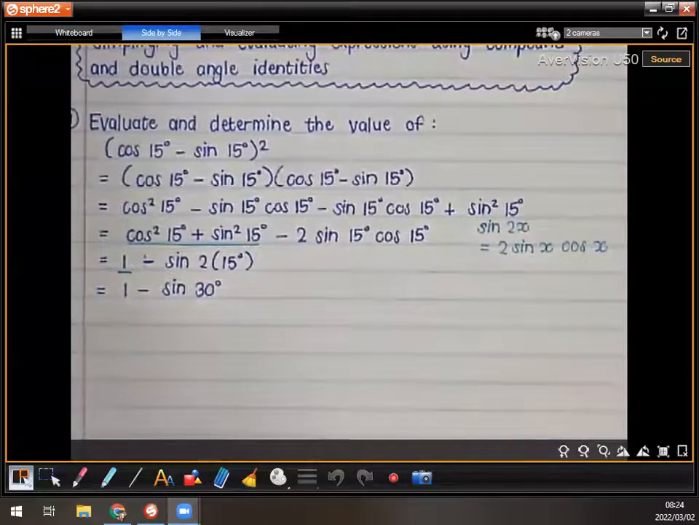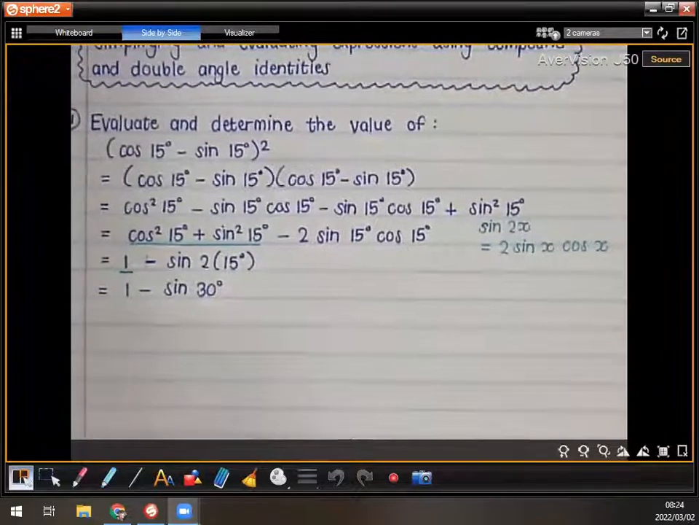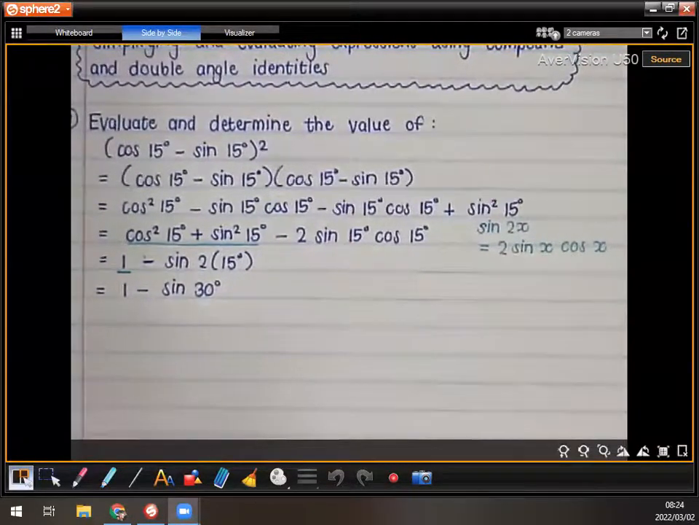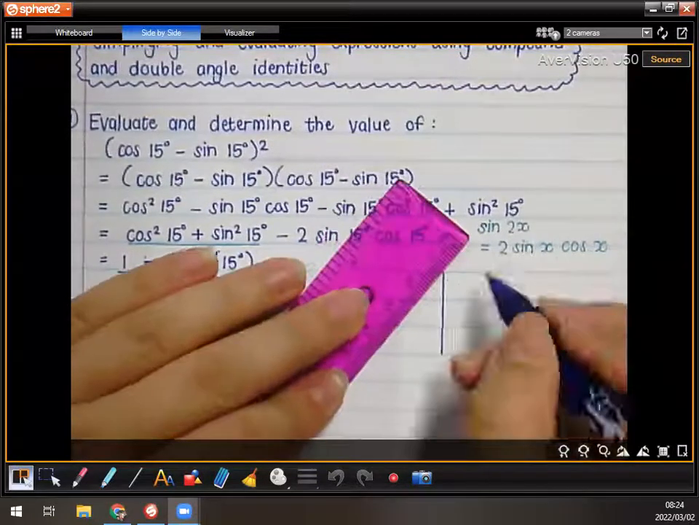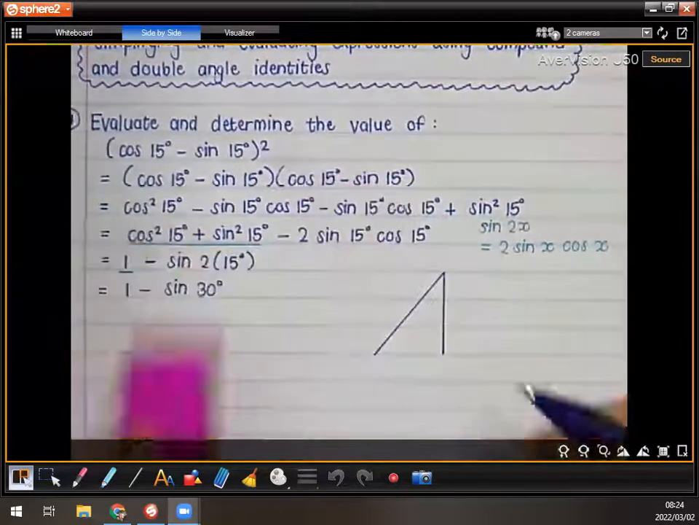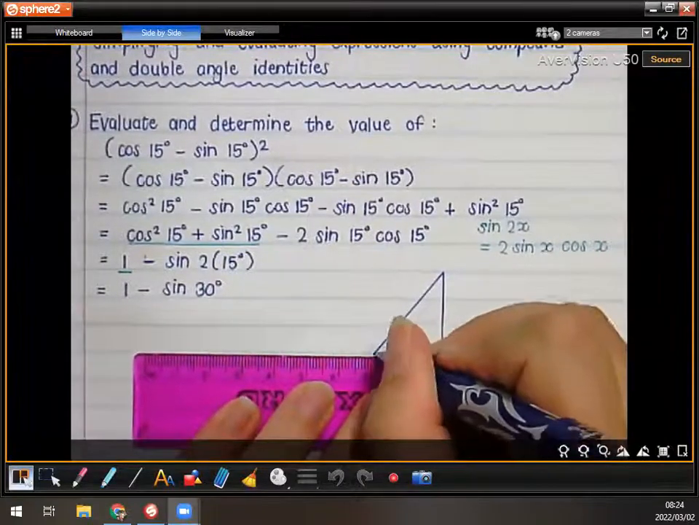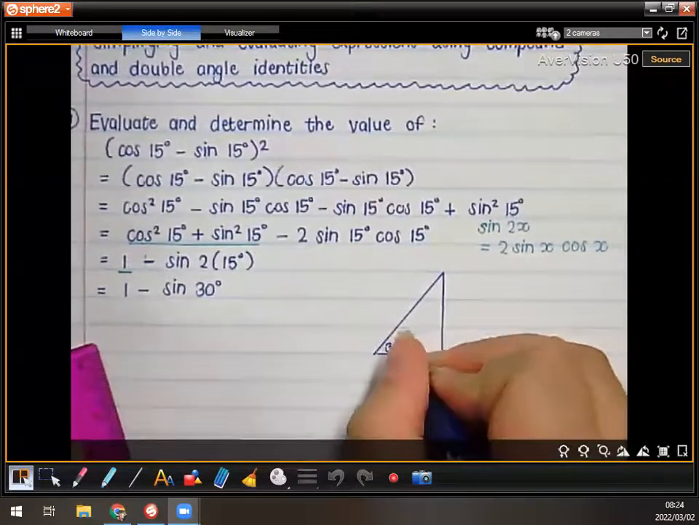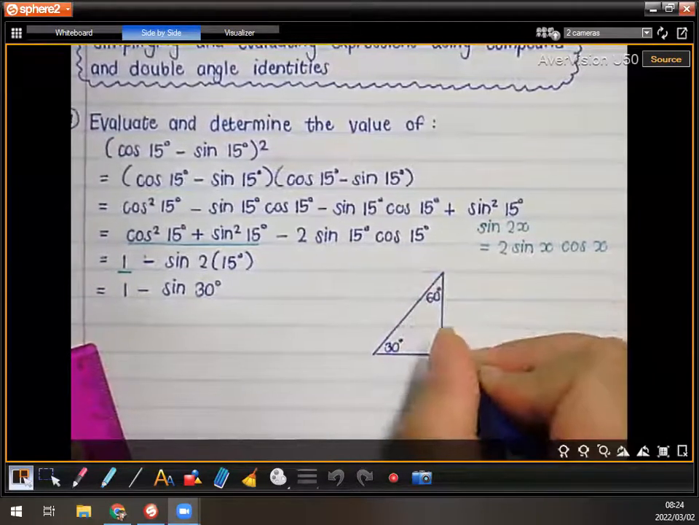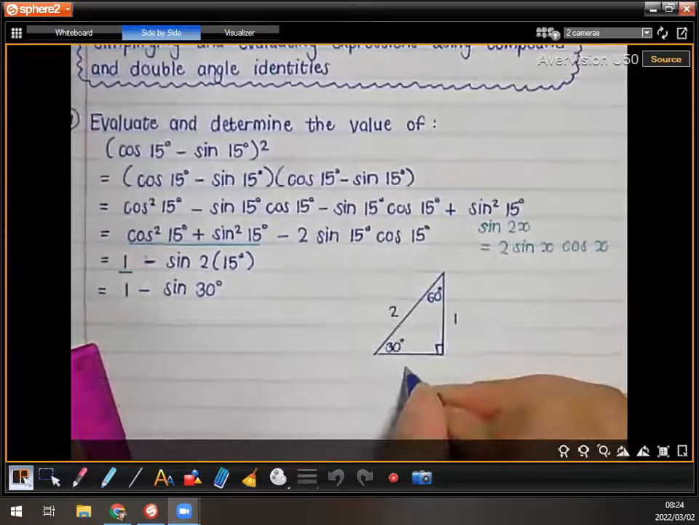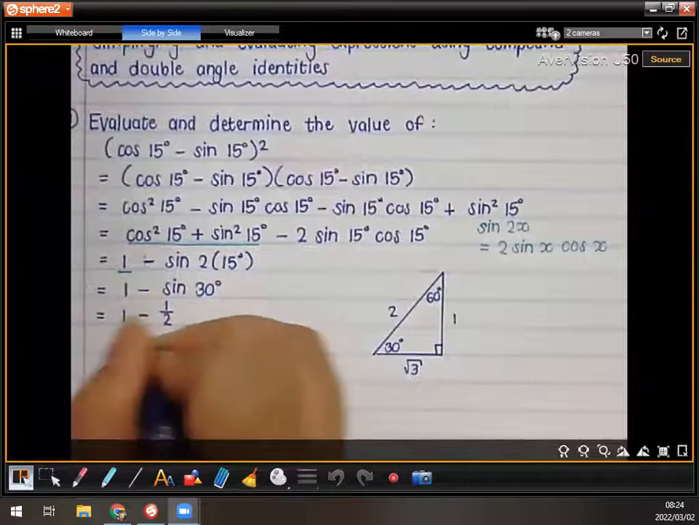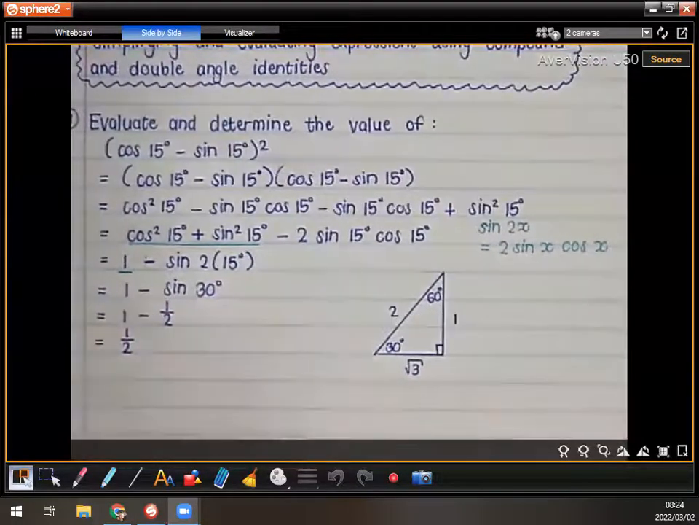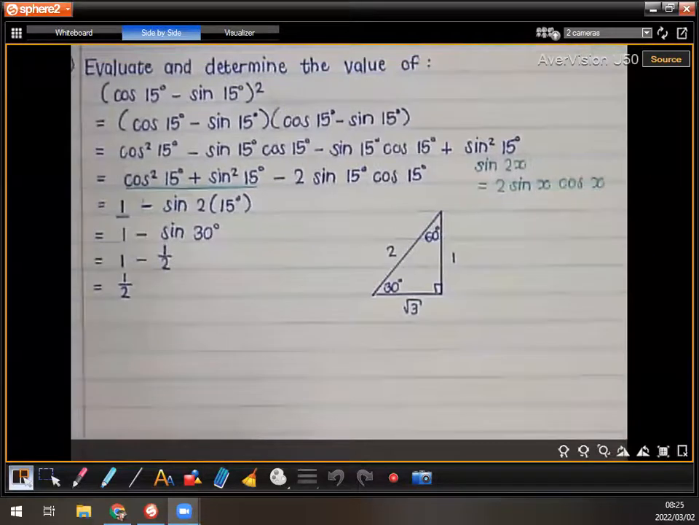Hey, just remember, guys, let's do this properly. You have to do your triangle. Here we go, that's the answer there.